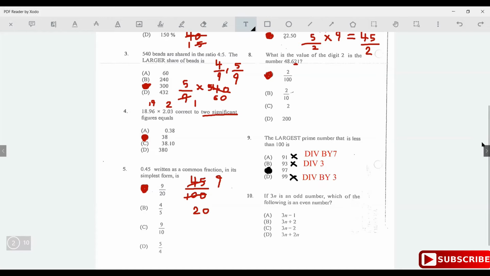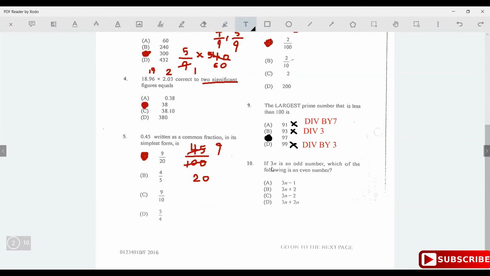All right. Now question 10. Question 10 says, if 3n is odd, which of the following is an even number? Now, if 3n is odd, if you add 1 to it, then that would be even. And if you subtract 1 from it, that would be even. And so 3n minus 1 would be even if 3n is odd. All right, nice and easy.